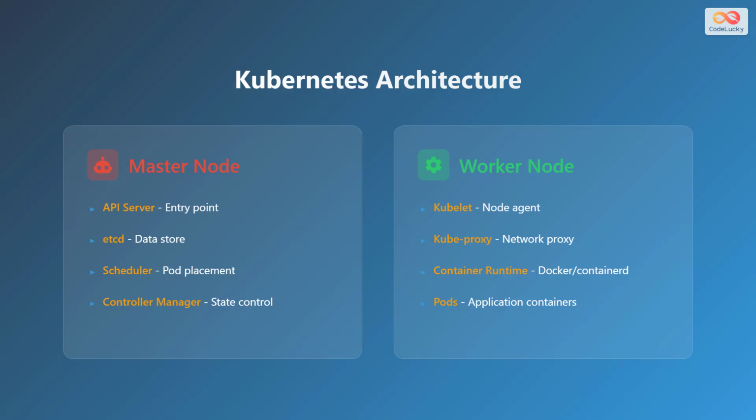Let's explore the Kubernetes architecture. It consists of two main parts: the master node and the worker node. The master node contains components like the API server, which is the entry point, etcd, which is the data store, the scheduler, which handles pod placement, and the controller manager, which controls the state. The worker node contains components like kubelet, which is the node agent, kube-proxy, which is the network proxy, the container runtime, which could be Docker or containerd, and pods, which are the actual application containers.